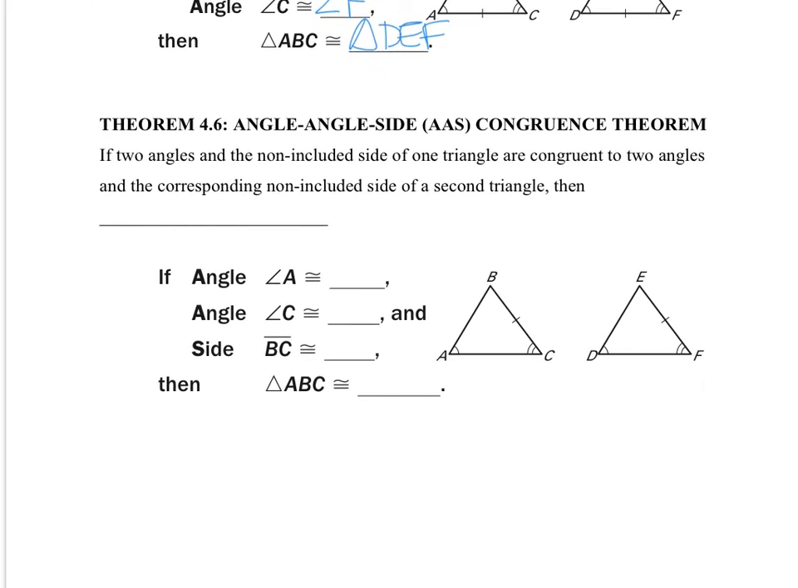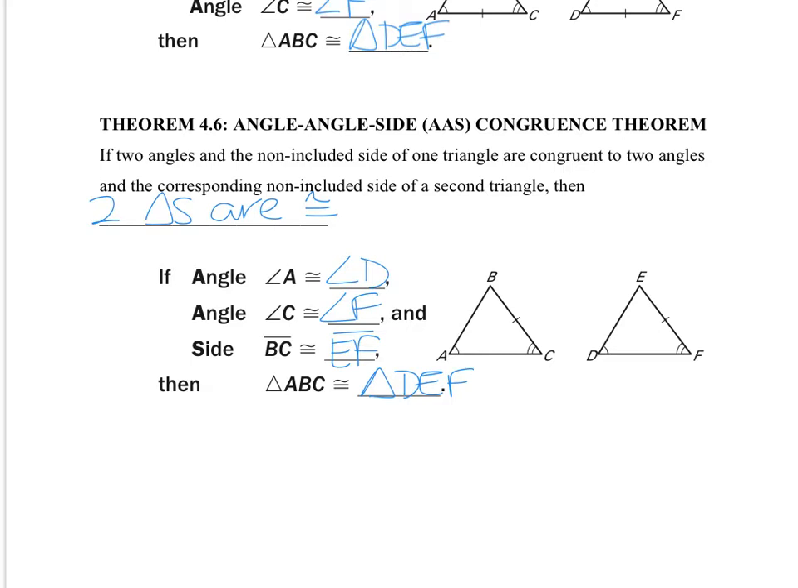And the other theorem is if we have two angles and the non-included side of one triangle congruent to two angles and the corresponding non-included side of the second triangle, then the two triangles are congruent. So in this case, angle A is congruent to angle D, angle C congruent to angle F, and side BC congruent to EF, and triangle ABC is congruent to DEF.